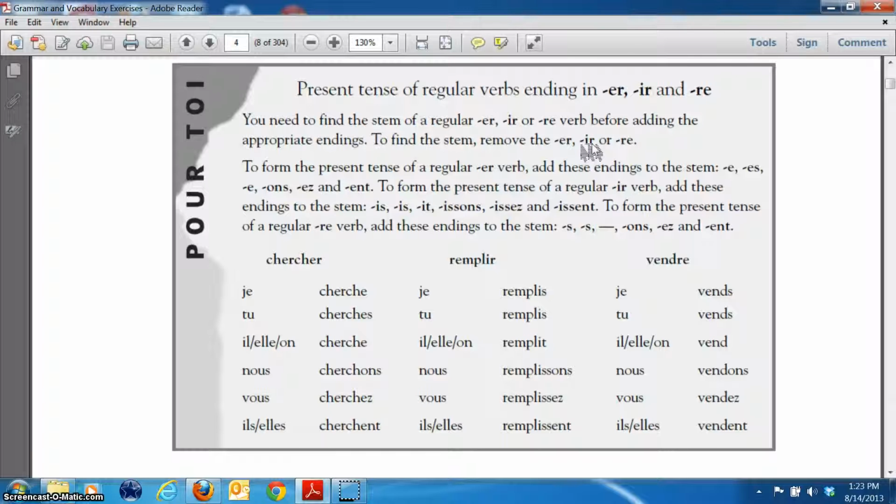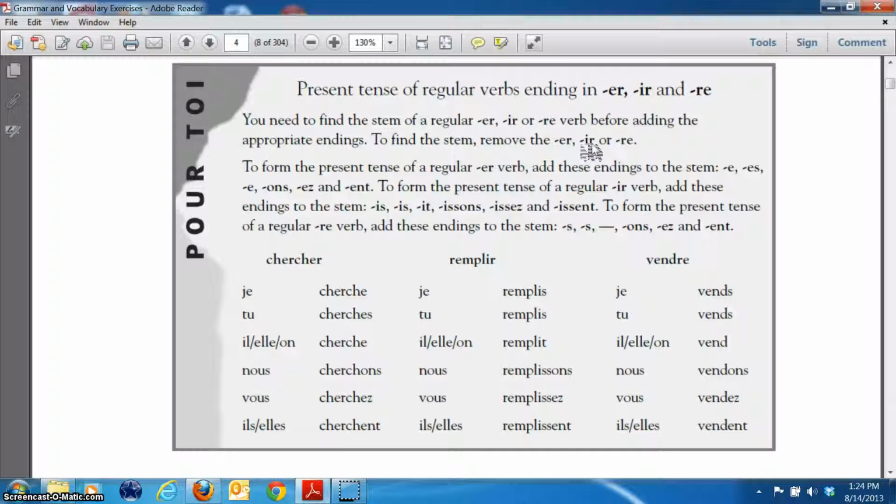So if you look at the chart, you'll see chercher. You take off the ER, and then you put the ending on. So the ending would go after the H. So it would be E, ES, E, ONS, EZ, and ENT. Chercher, which means to look for or search. Je cherche, tu cherches, il cherche, nous cherchons, vous cherchez, ils cherchent.